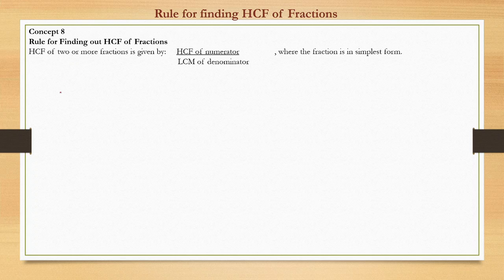So suppose I have to find the HCF of 1 by 3 and 4 by 5. So there are two numbers, right? So what would be the HCF? Basically here we can remember this rule: the HCF of two fractions would be the HCF of the numerators upon the LCM of the denominators.